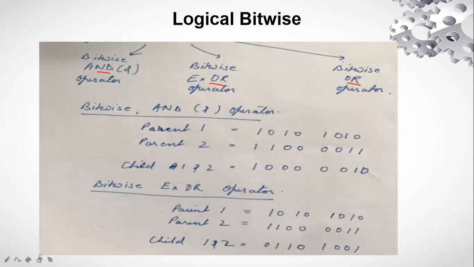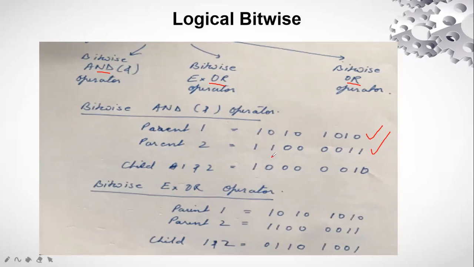First one, if we have the bitwise AND operation, we have two parents, right? So this is parent 1, and this is parent 2. Now I'm going to create the child which has the bitwise AND operator applied to it. So what will be the child? I just apply the AND operator here. 1, 1, I'll get 1. 0, 1, I'll get 0.